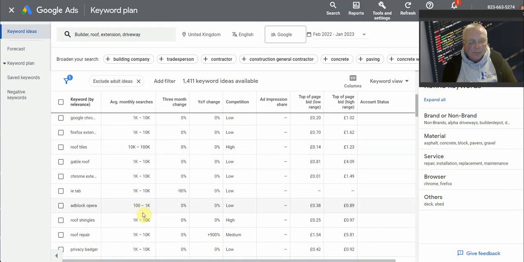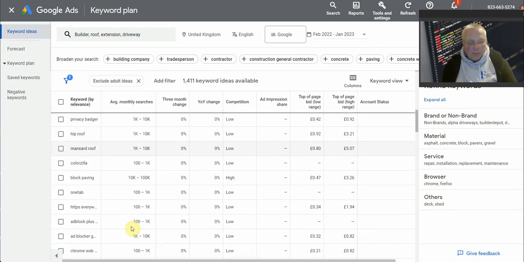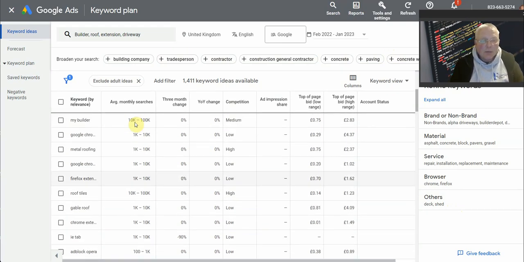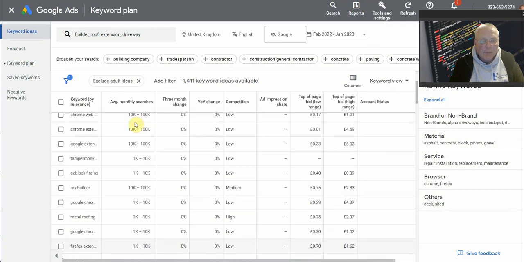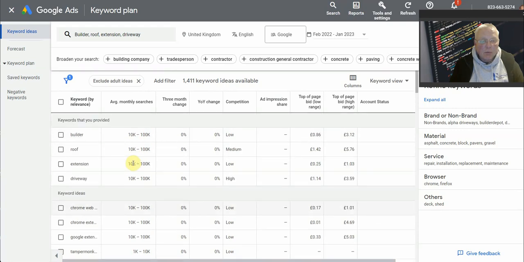So if you're looking at some of these words, you'll notice the variations on the words that may fit in. You'll also notice we have a whole series of words here that might fit in within the business that you run. So I'm just going to pick up a couple of words here: block paving and roof tiles, and maybe one or two more.